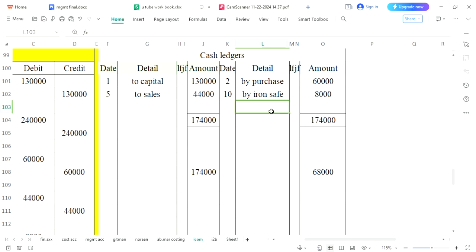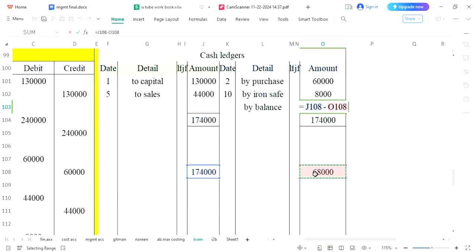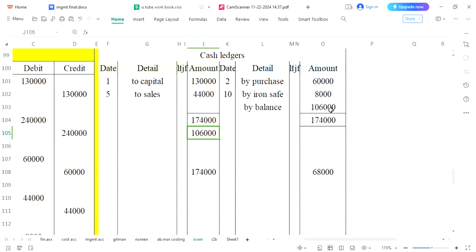This is your smaller side, and here you will calculate your balance. And how you will calculate balance? You will subtract smaller amount from the larger amount. Larger amount is 174, smaller amount is 68,000. So you have got your balance. The next step is to bring this balance downward. This is your 106,000. You have brought this balance downward, and you will name it balance, and you will write brought down. Okay guys, this was our answer of cash ledger.